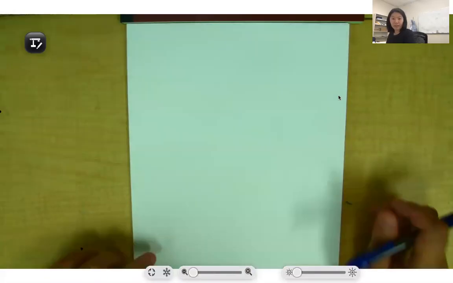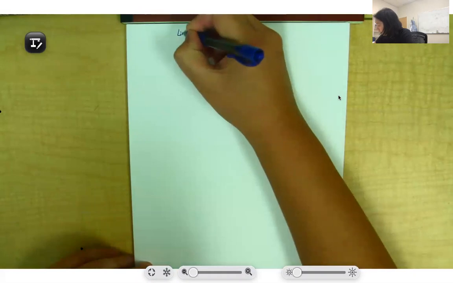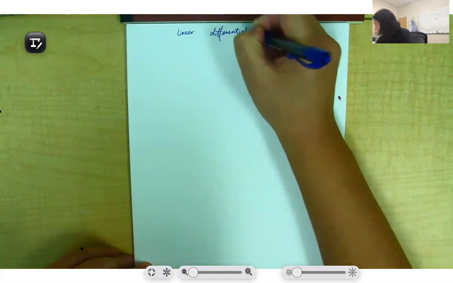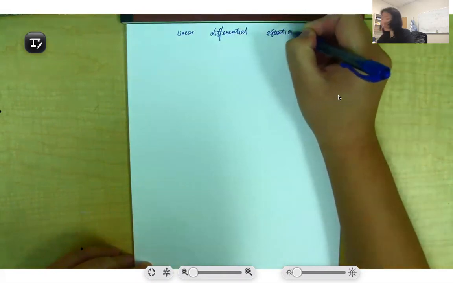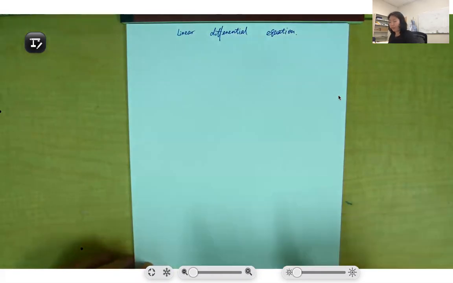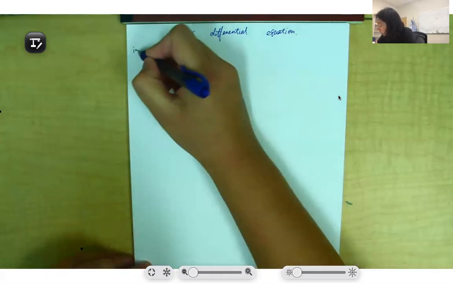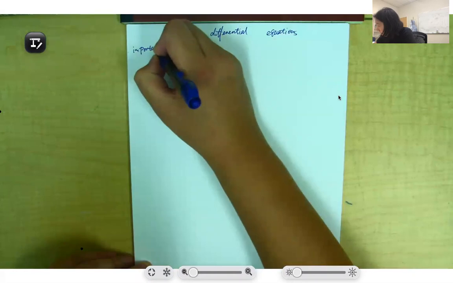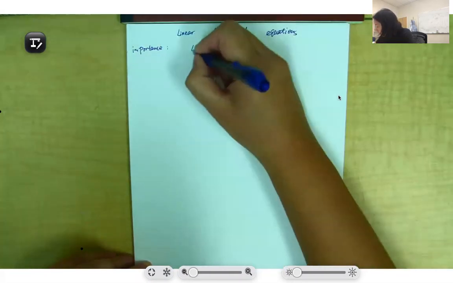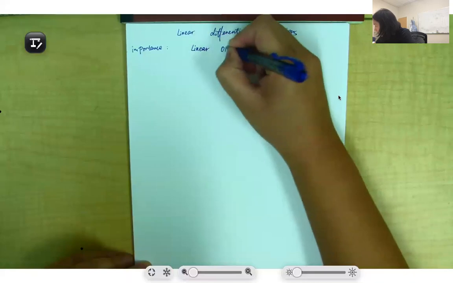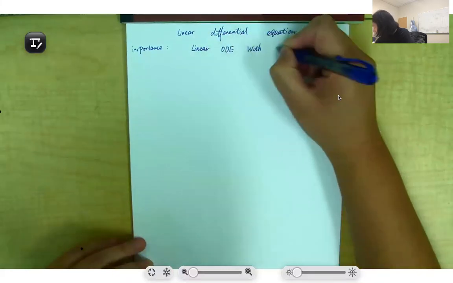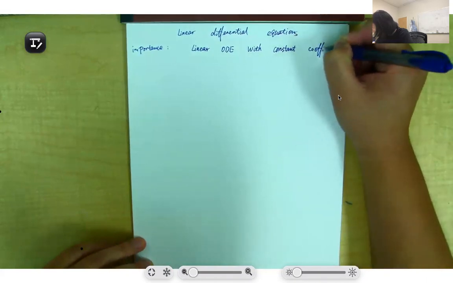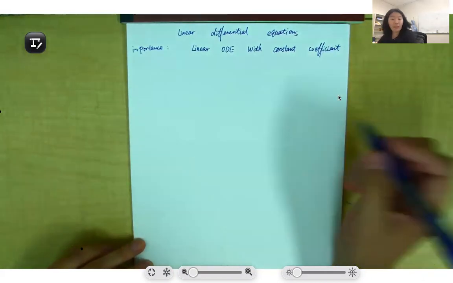Linear differential equations. Let's start this topic, linear differential equations. And this is in general, including the first order, second order, until the higher order. The importance of linear differential equations is that the linear ODE with constant coefficient can be solved analytically.